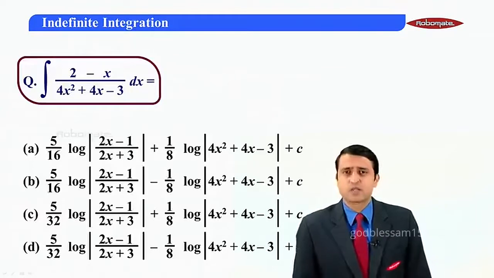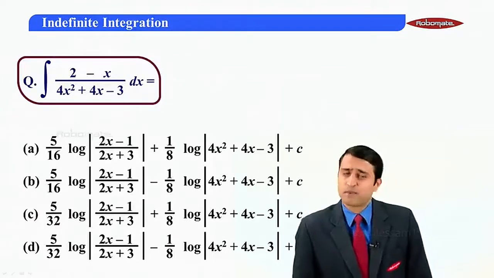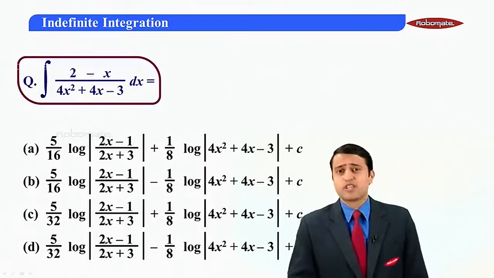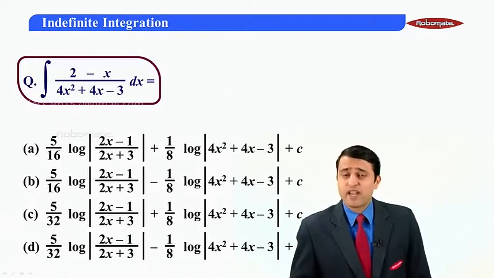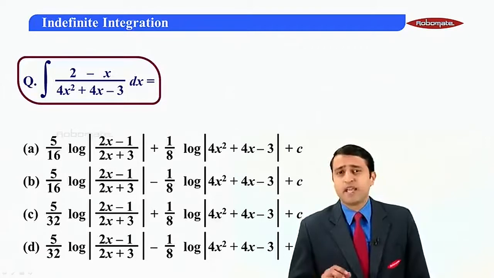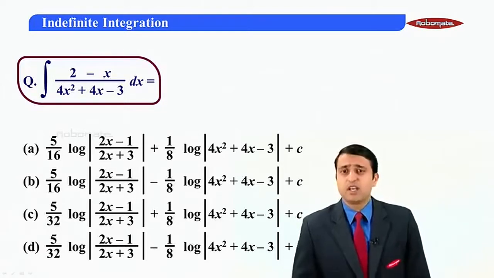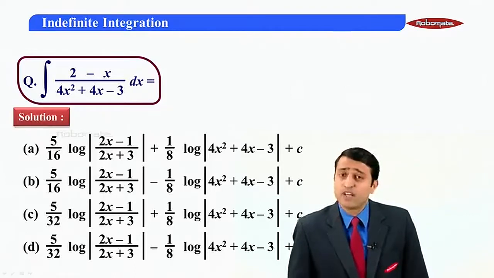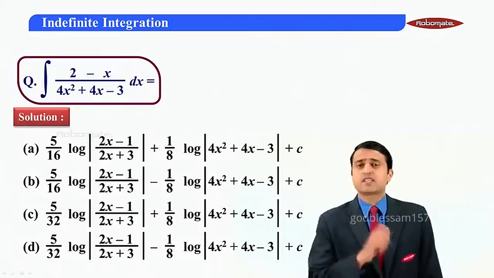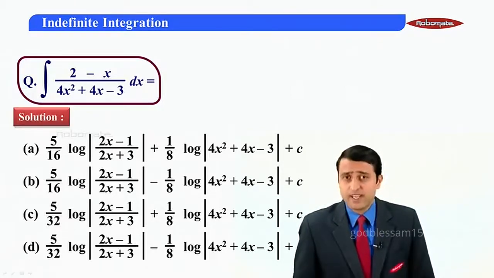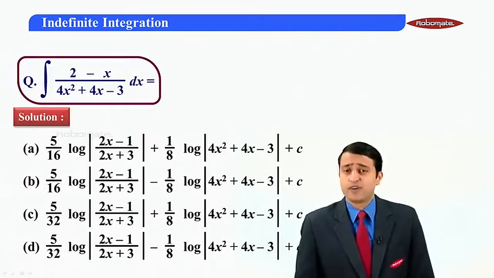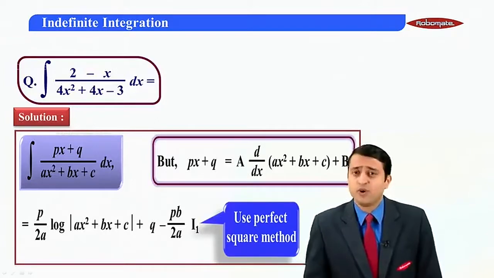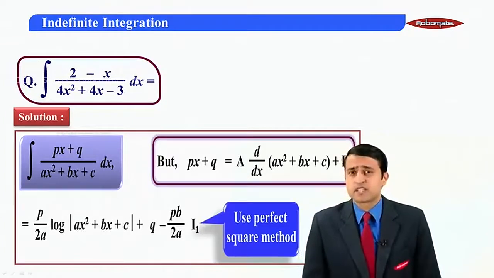It says integral 2 minus x upon 4x square plus 4x minus 3 is equal to how much? Now my dear students here, the answer required is in the form of some P by A log of quadratic plus some another terms. So we have to use the method of linear upon quadratic. Let us see the calculations. Now my dear students here, I'll have to first calculate P by 2A, that is the shortcut which we know.